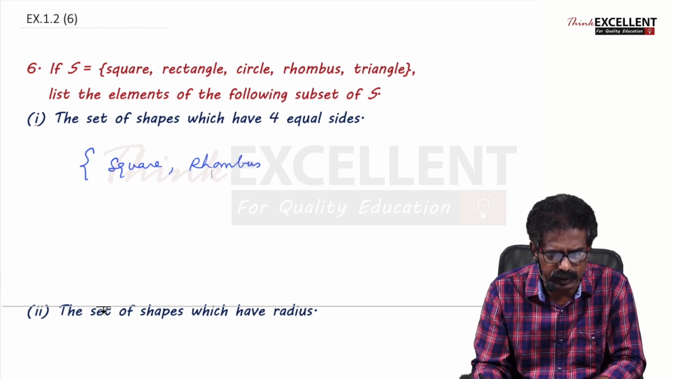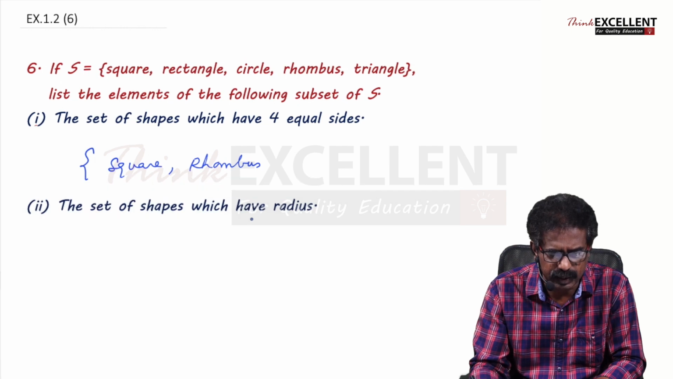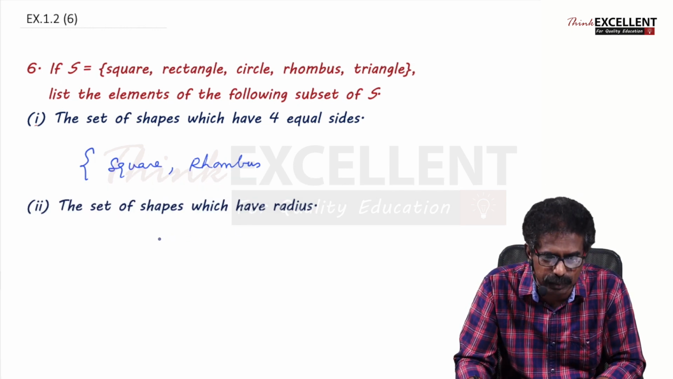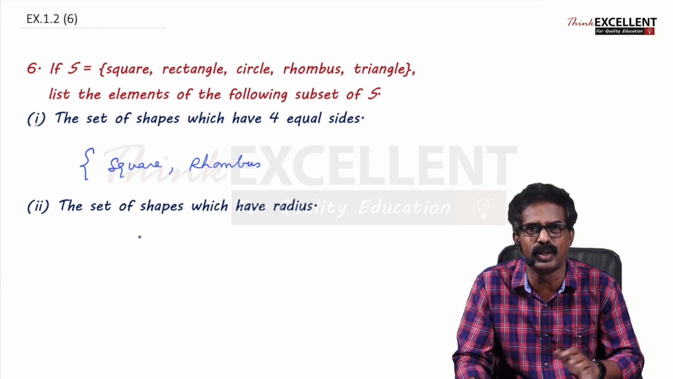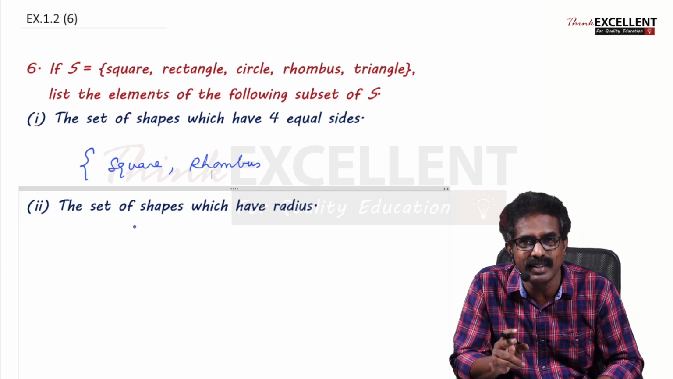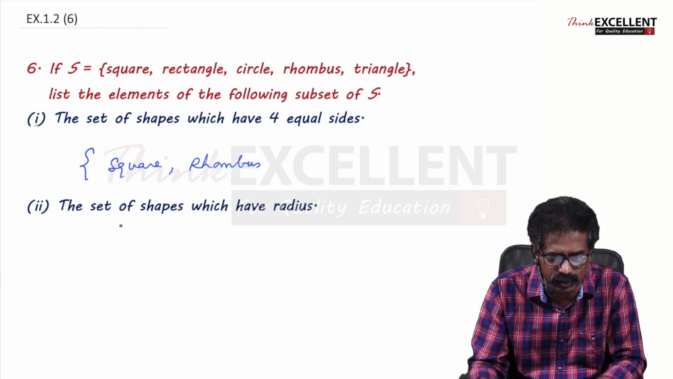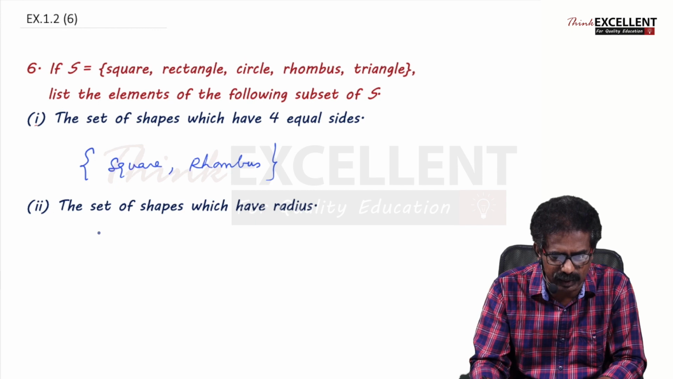Then the next one, what's the next question? Set of shapes which have a radius. For square there is no radius. Only for which one do you have a radius? Circle, right? Only for circle we have a radius. So it is circle.